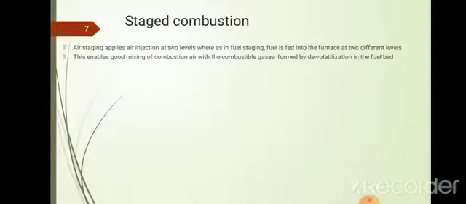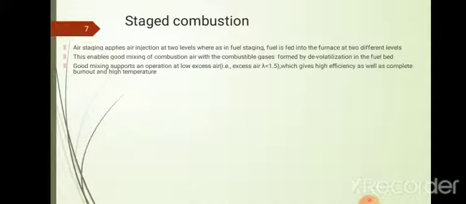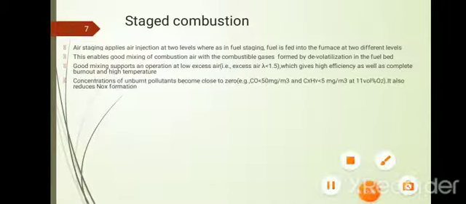And staged combustion has different advantages over single stage combustion. It enables good mixing of combustion air with combustible gas, and low excess air. If you are using two stage combustion, we will require a low excess air, typically less than 1.5, that is, excess air percentage will be less than 50, and it will give high efficiency also. And the concentration of pollutants will become close to zero.